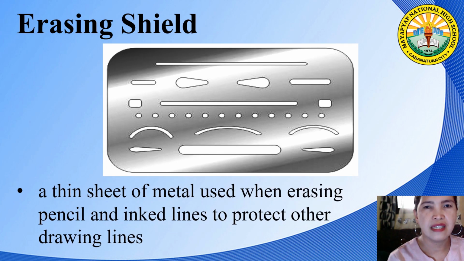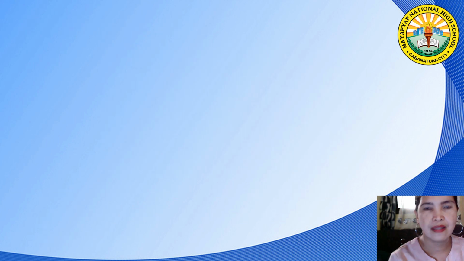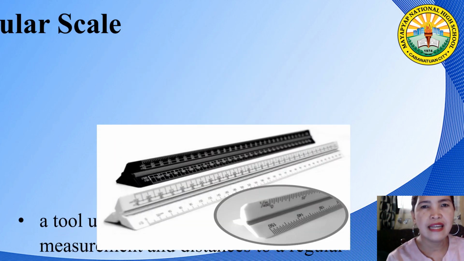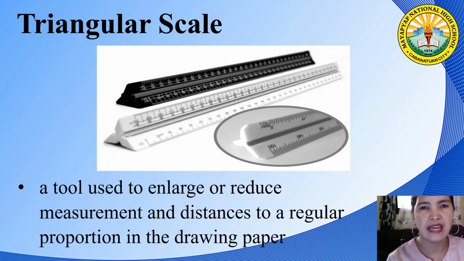Erasing shield. It is a thin sheet of metal used when erasing pencil and ink lines to protect other drawing lines. The next is the protractor. It is used in setting a line degree angle. The next is a triangular scale. It is a tool used to enlarge or reduce measurement and distances to a regular proportion in the drawing paper.